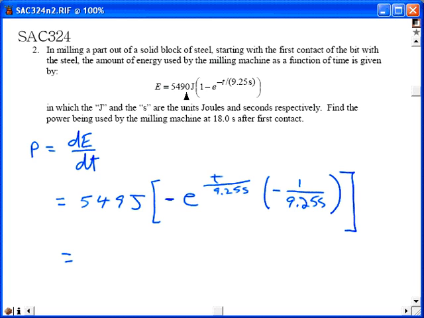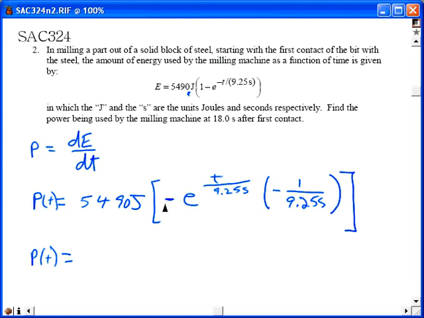1 times anything is just the anything, or the something. And let's see, I copied down this constant incorrectly. It's 5,490 as opposed to what I wrote down. And this is P of t. Power as a function of time is given by this expression. Let's go ahead and simplify it just a little bit.